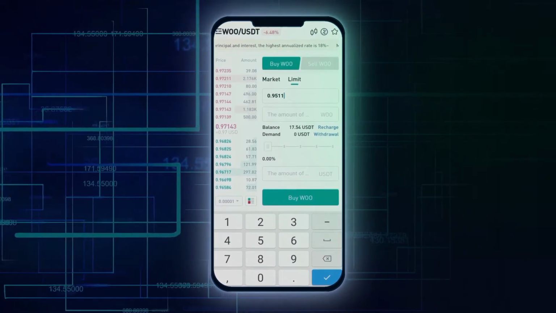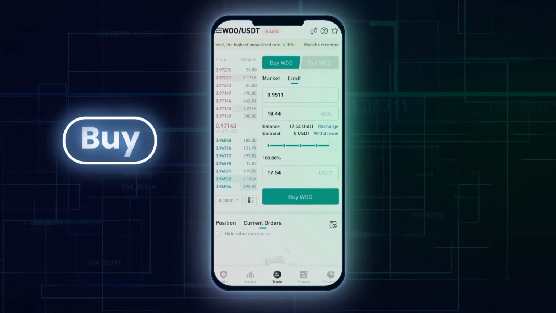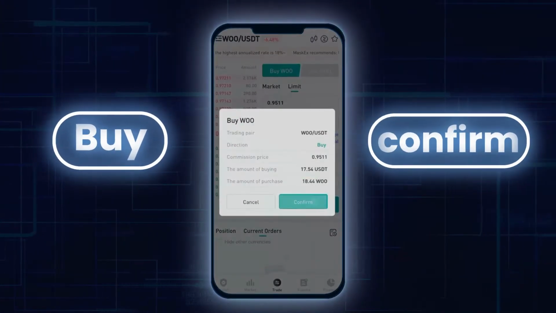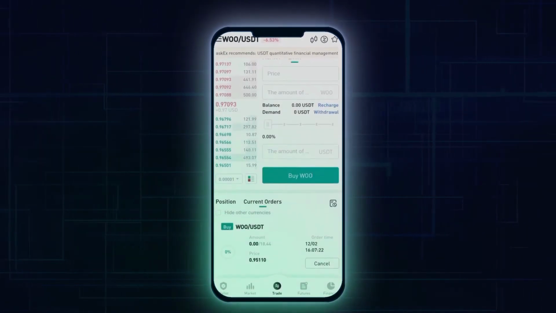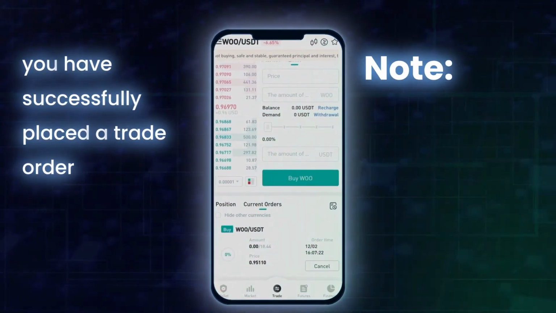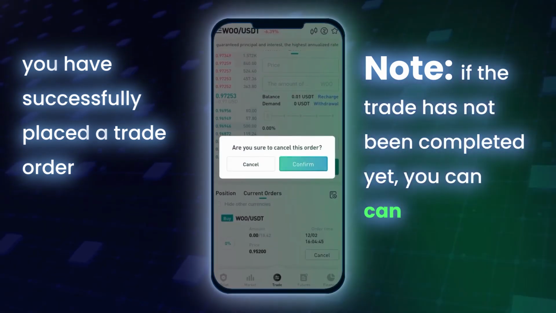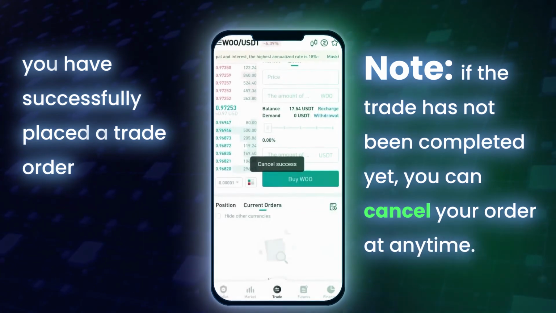After that, type the amount of crypto you want to purchase. Click Buy, then Confirm. Now, you have successfully placed a trade order. Note: if the trade has not been completed yet, you can cancel your order at any time.